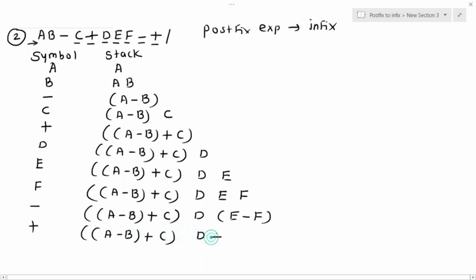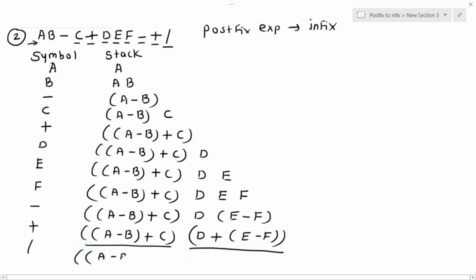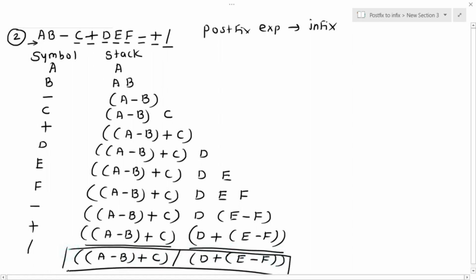Then we have D plus E minus F and then keep it inside bracket. The last symbol is division. So now we have only two operands left. This is the first operand and this is the second operand. So the expression is A minus B plus C divided by D plus E minus F. So this is our final answer.